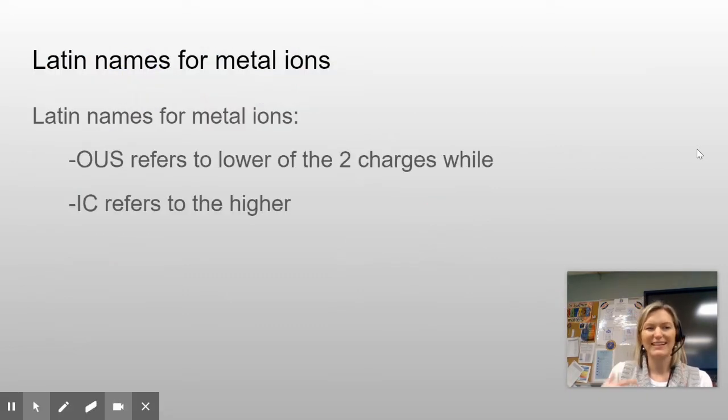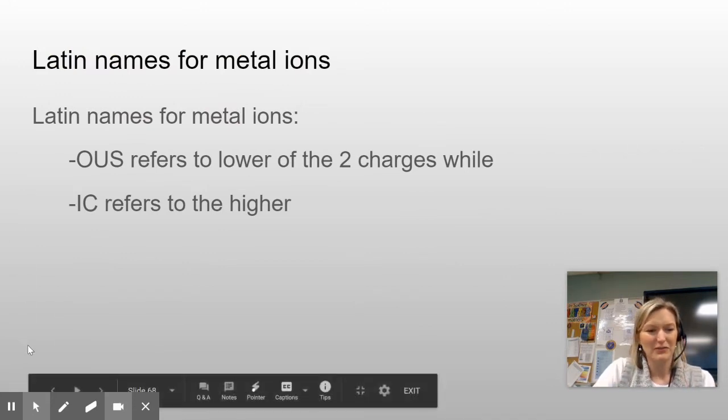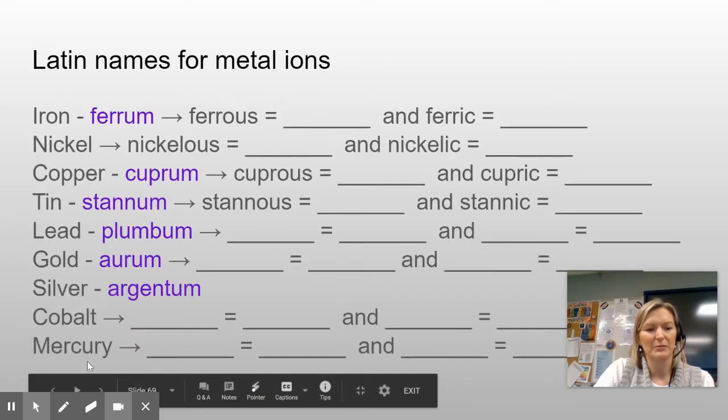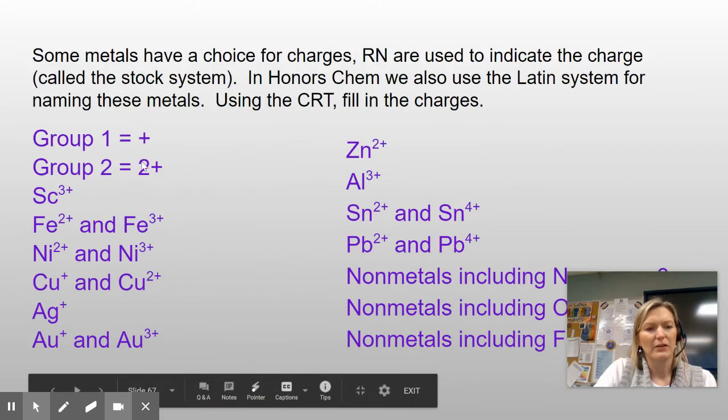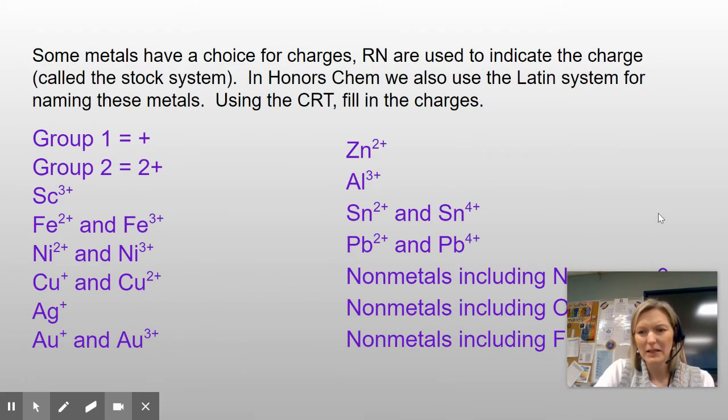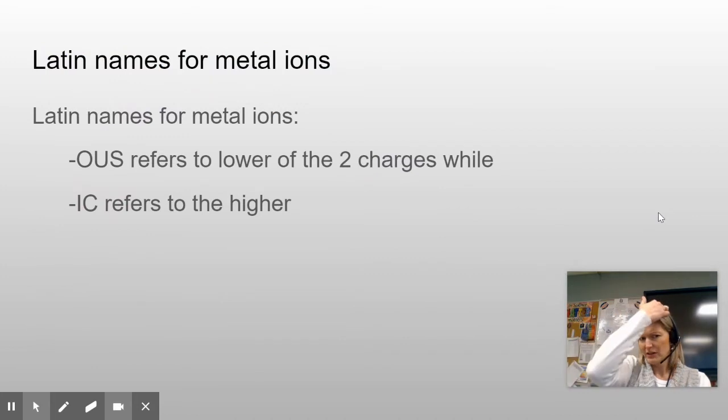Okay, so moving on, have you noticed that some of the names don't match? Like even on the previous page, when we were going through this, I don't know if it will let me go backwards. Barely. There we go. Like I said lead, but yet it says PB. There's a reason. Now, there are Latin names.